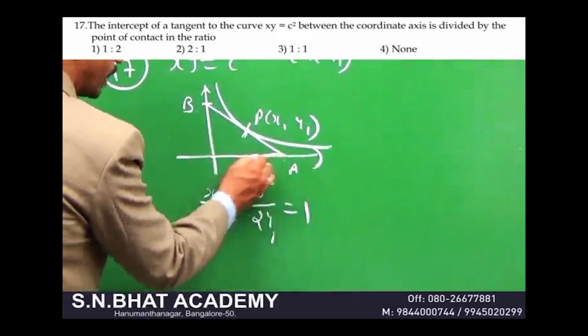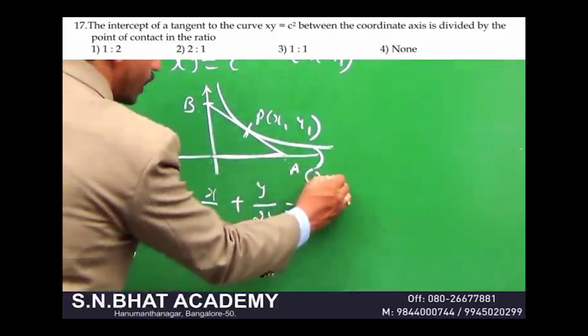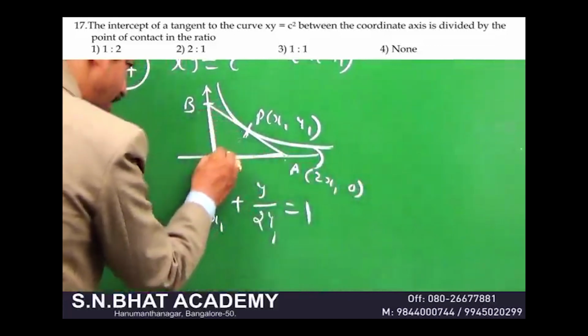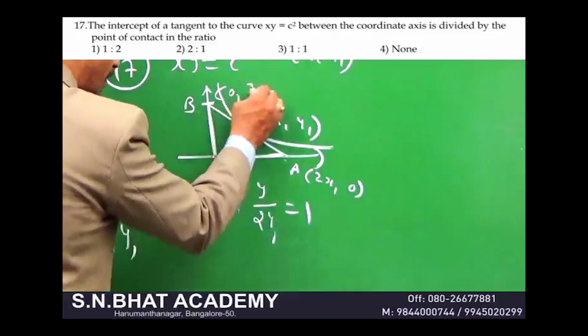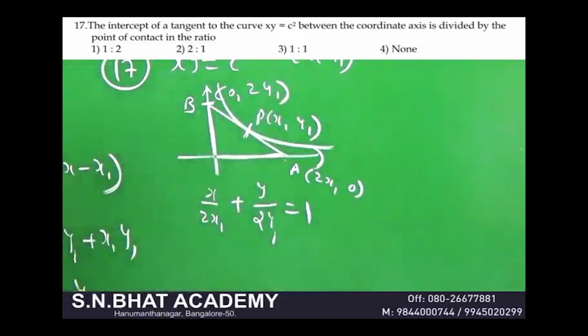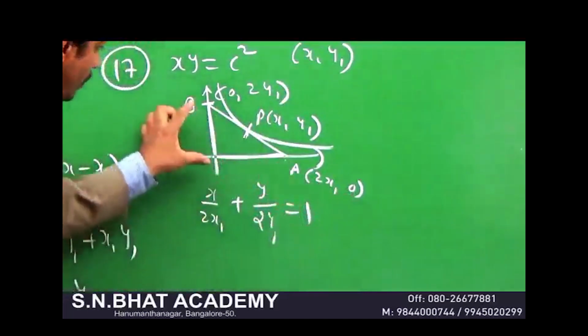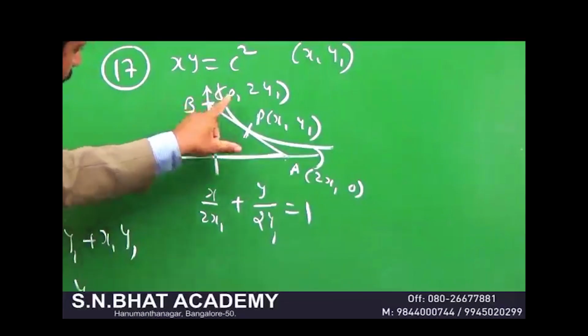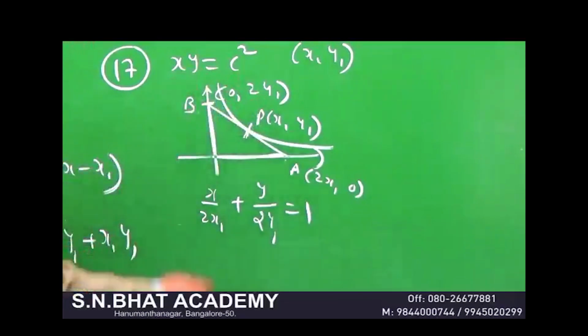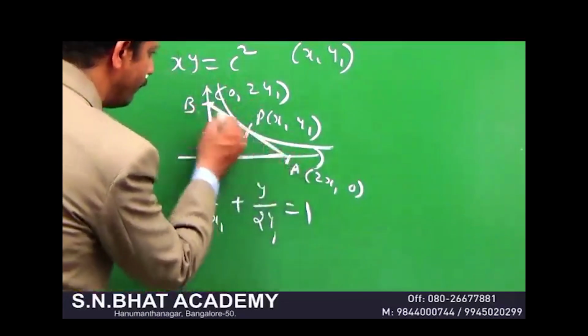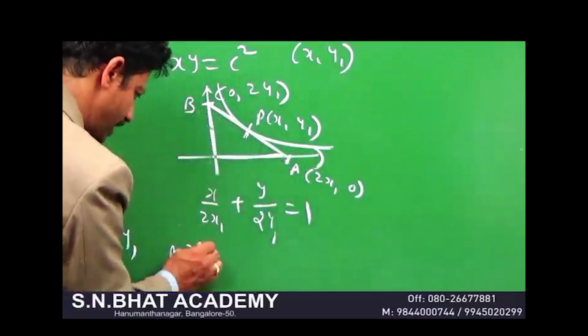So this length is 2x1, which means this is (2x1, 0). This length is 2y1, which means this is (0, 2y1). We did this in the last problem. Therefore A is (2x1, 0) and B is (0, 2y1). Now let us find the midpoint of AB.